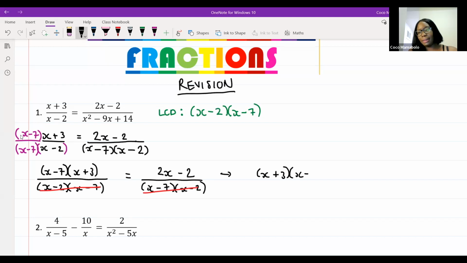Okay, don't forget the x minus 7. It must come with us. Okay, is equal to 2x minus 2. All right, don't forget that x minus 7 that we multiplied with on the top. All right. Thank you so much. I hope this makes a little bit more sense in terms of the denominator. We have to make sure everything is represented in the denominator. Do you get me? Yes, thank you.